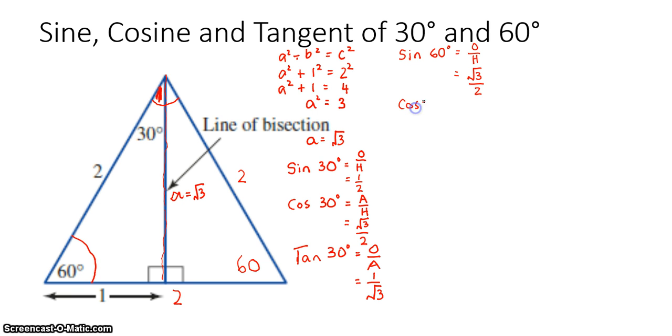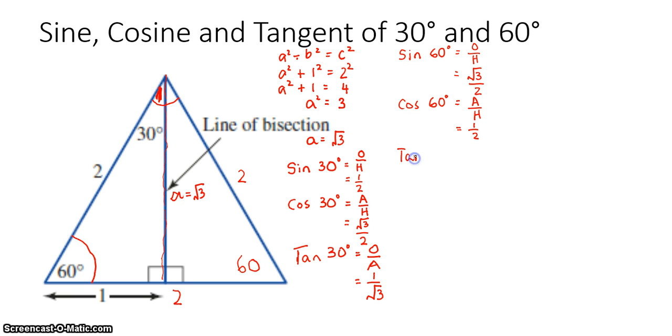Cosine of 60 degrees will be equal to the adjacent side over the hypotenuse. Our adjacent side to 60 degrees is 1, our hypotenuse is 2, so cos 60 degrees is 1 over 2, or a half.